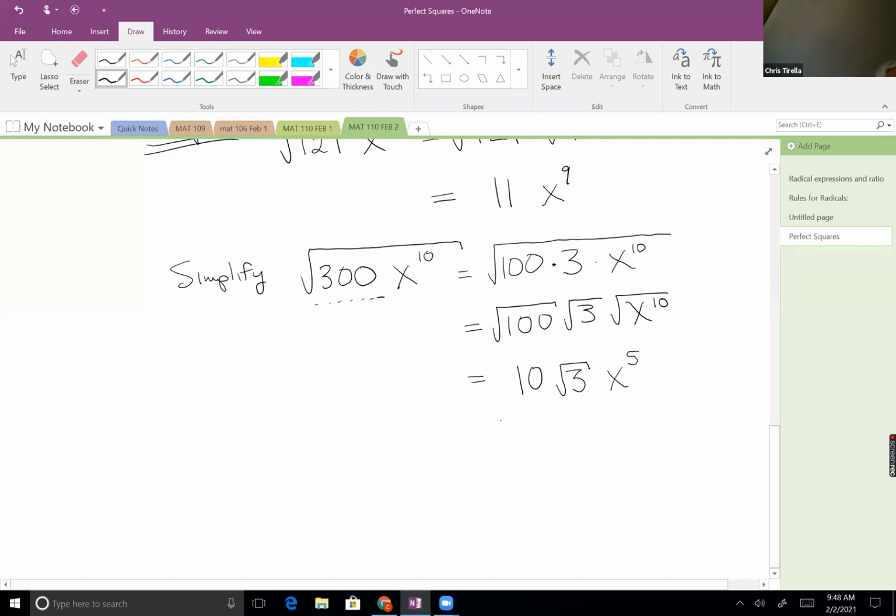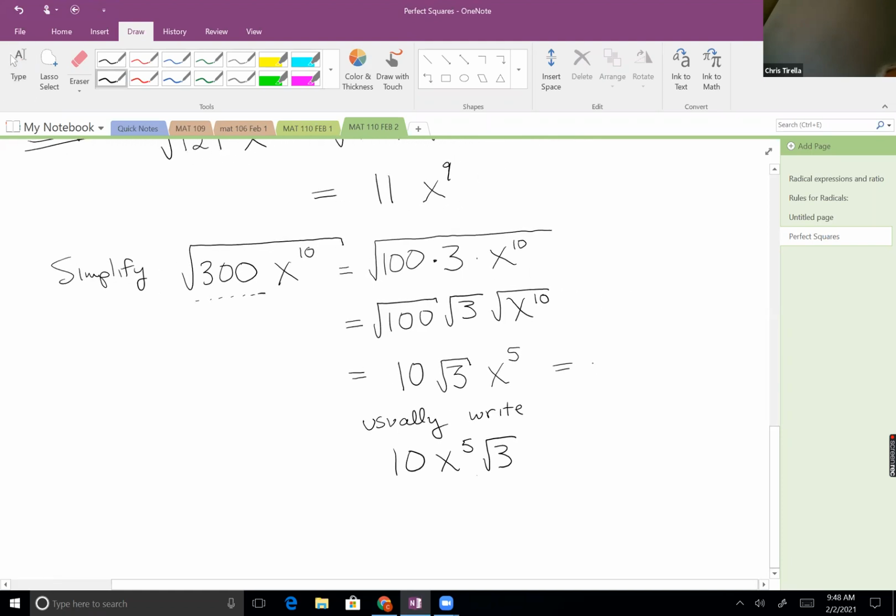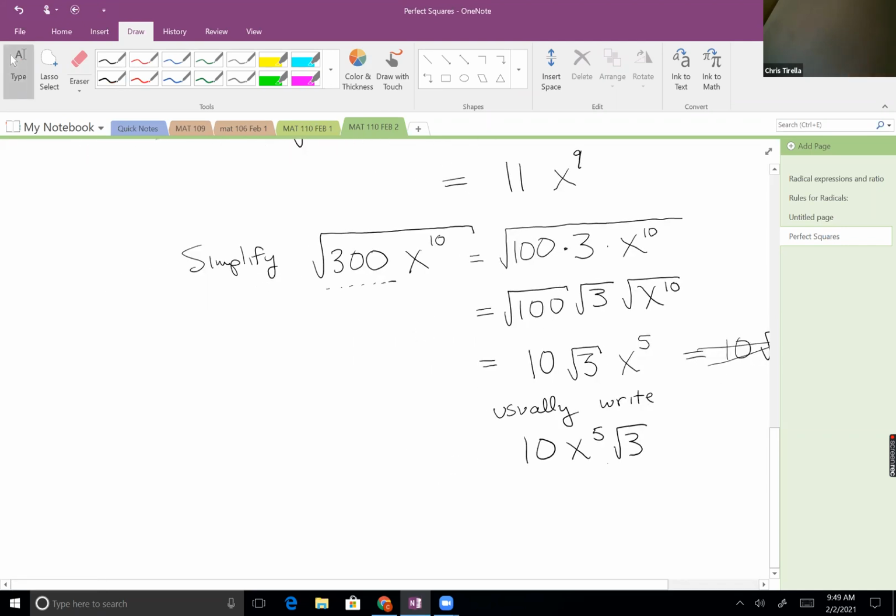However, most often, we usually see something like that written as 10x to the 5th times the square root of 3. Usually everything that's outside the radical, those rational factors are written in front of the radical. The radical is at the end. And the reason I justify writing it like that is because if you have messy penmanship, sometimes it's like, oh, wait a minute, is that x to the fifth underneath or not? Kind of gets ambiguous. And so it's usually to put everything that comes out of the square root symbol in front of the square root symbol.